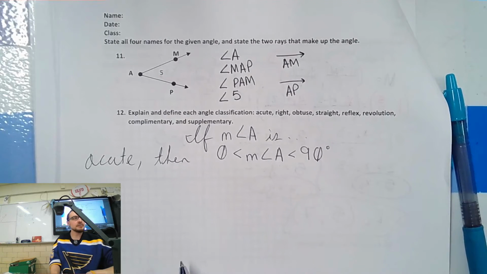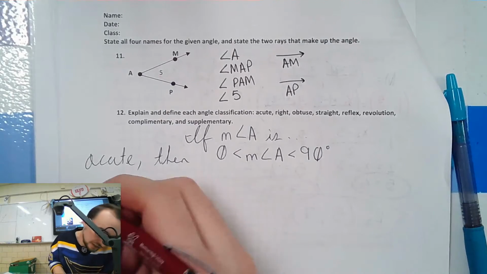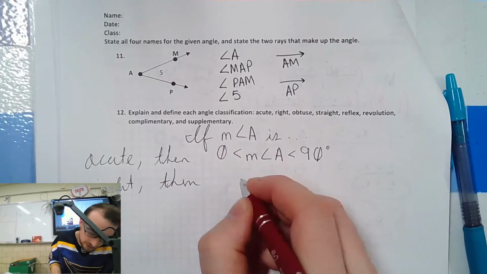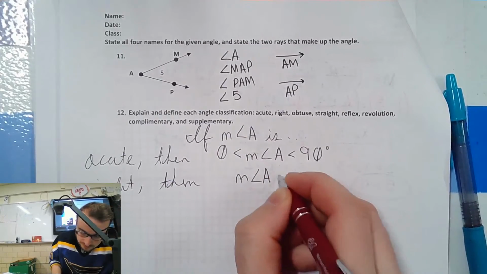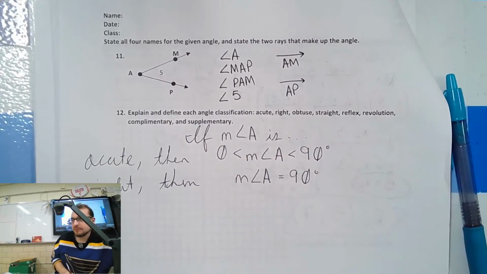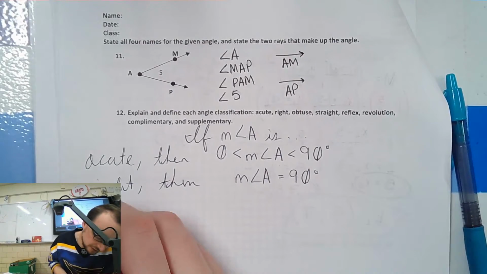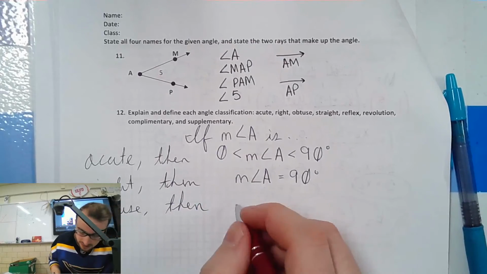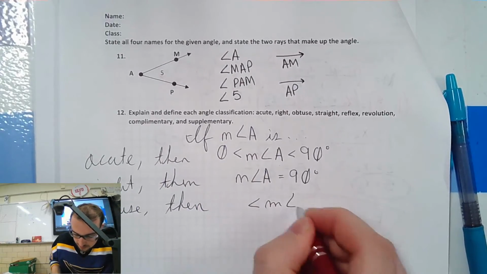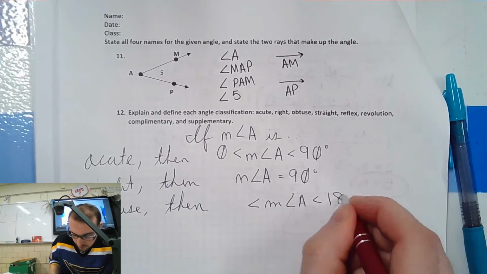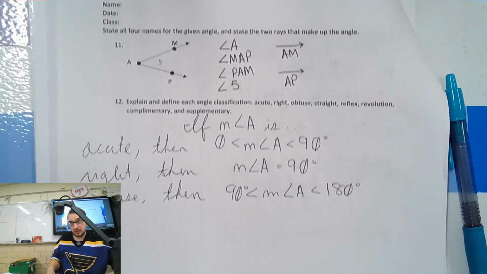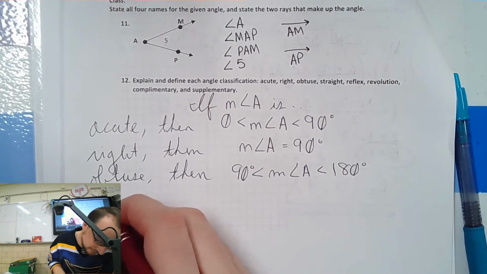It's between 0 and 90. That's how I'd read that. If it is right, then the measure of angle A is what? 90, exactly. If it is obtuse, then it's between what? Yep. 90 and 180, non-inclusive, right? Can't be 180, because if it was 180, it would be a straight angle.